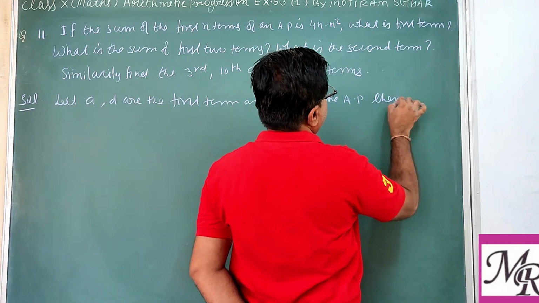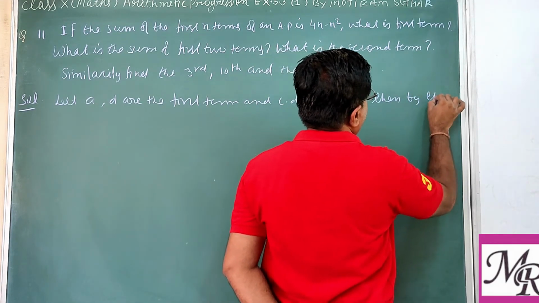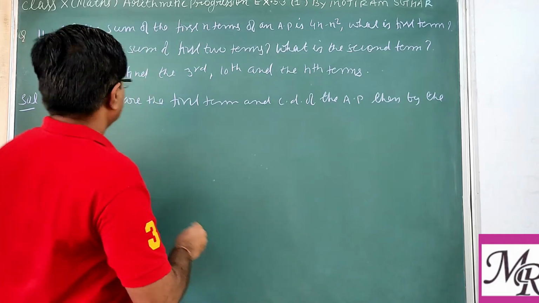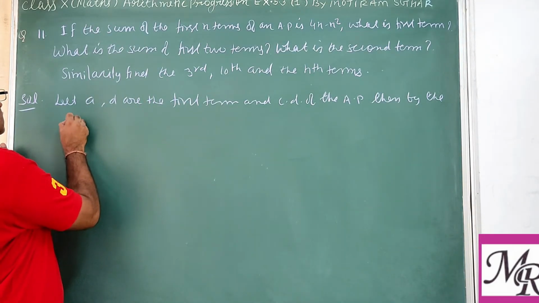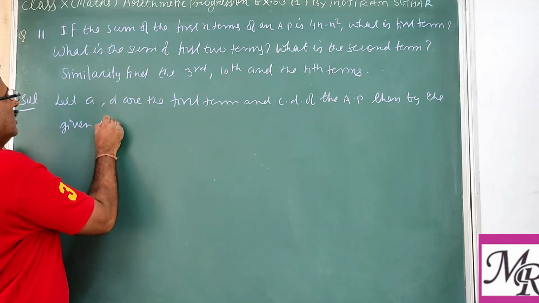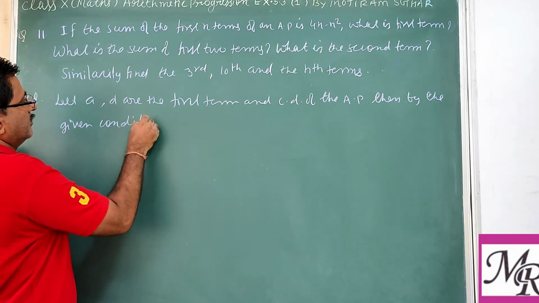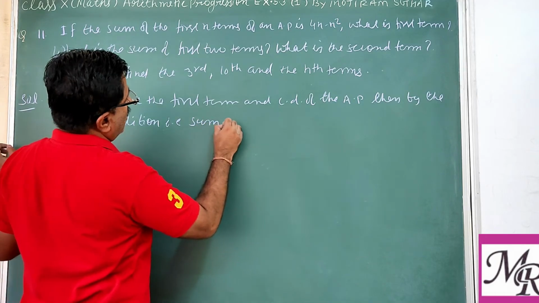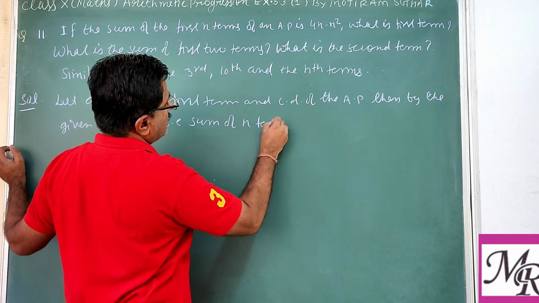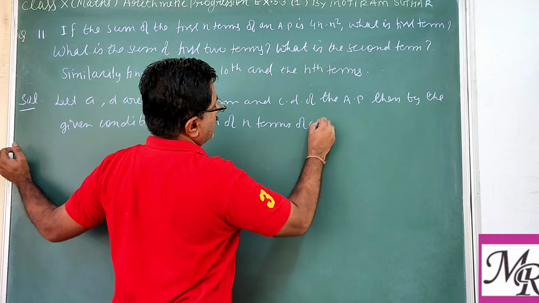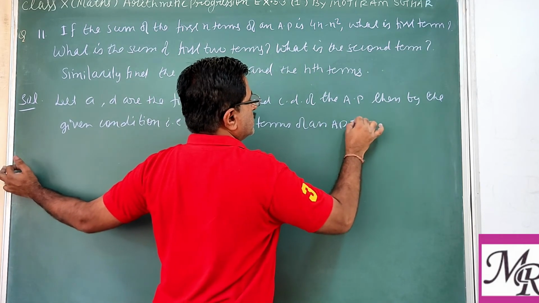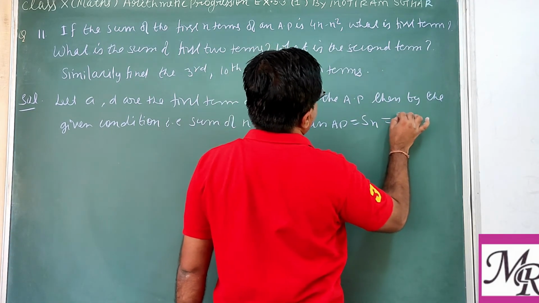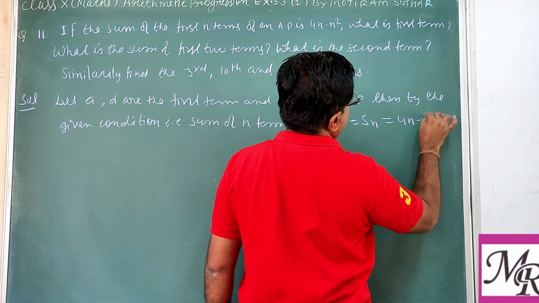Then by the given conditions, we are given only one condition, that is the sum of n terms of an AP, which we write as Sn and which is given as 4n minus n squared.